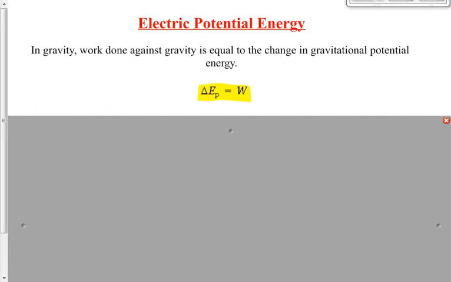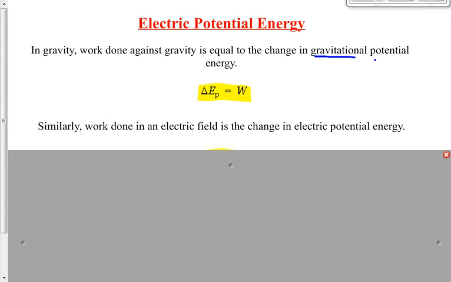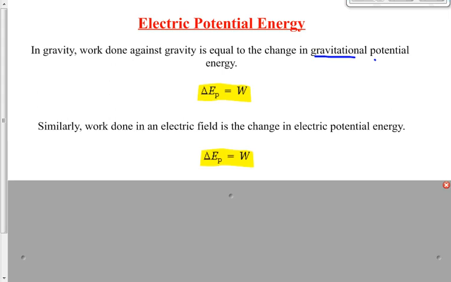What do you think the next sentence I'm going to write down is, though? In an electric field. Good. Almost the same thing. In electricity, or in the electrical field, the work done against an electric field is equal to the change in electrical potential energy. And of course, the equation that describes that looks exactly the same. Delta EP is equal to W. In this case, it's delta EP gravitational, and in this case, it's delta EP electrical.